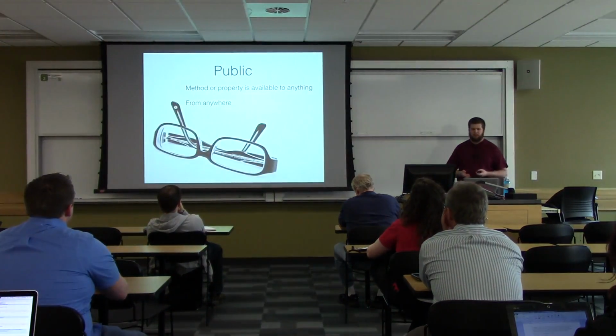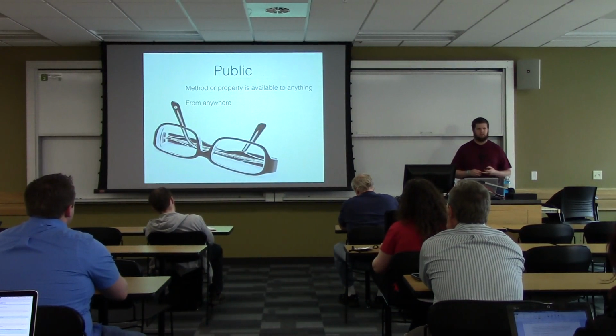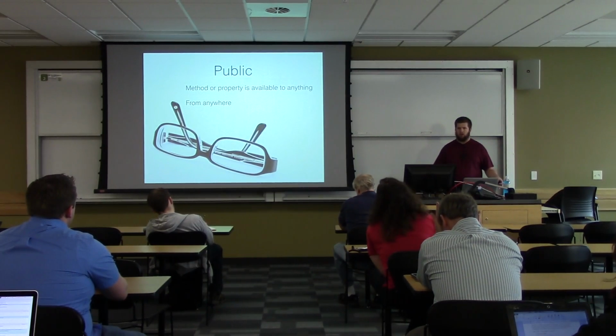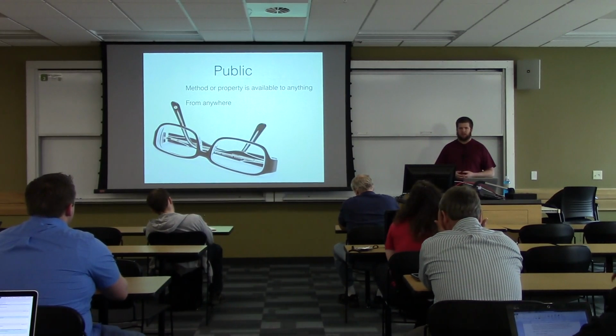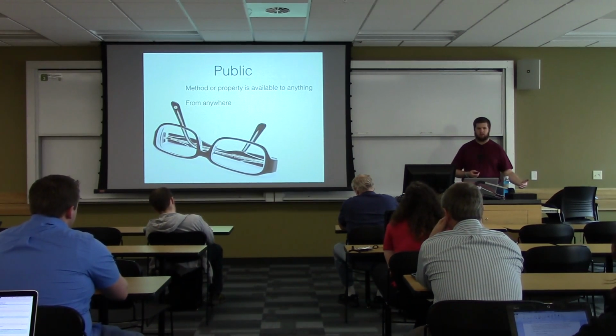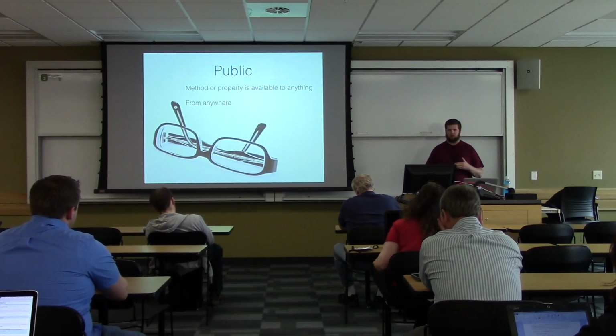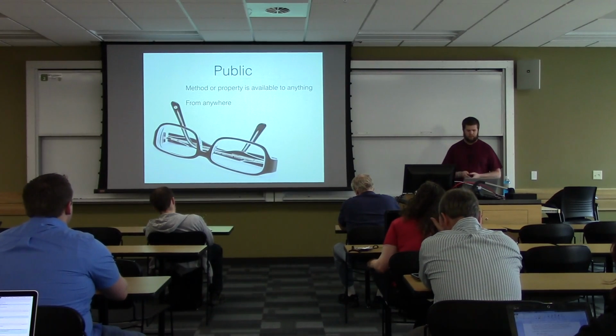So public means that this method or property is available from anywhere. And this means any bit of code anywhere. It means inside of the object, inside of another object, outside of any object at all, these things can be accessible, right? So it means outside of the Pinto, for instance, we can tell the Pinto to accelerate. We don't have to be a method inside of the Pinto to be able to tell it to accelerate, okay?